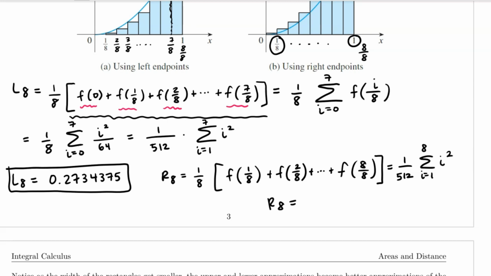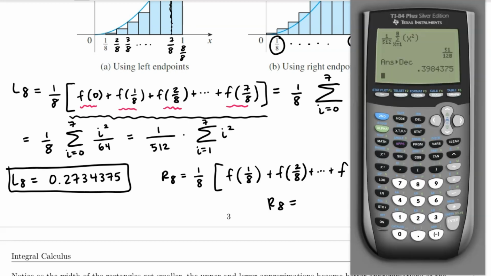So if I throw that into my calculator, like we did previously, I went ahead and I plugged in the same thing into my calculator. It's just now our lower index starts at 1 and our upper index ends at 8. And so if you do that calculation, we end up getting this decimal here.